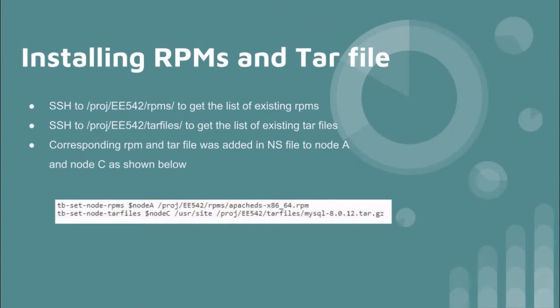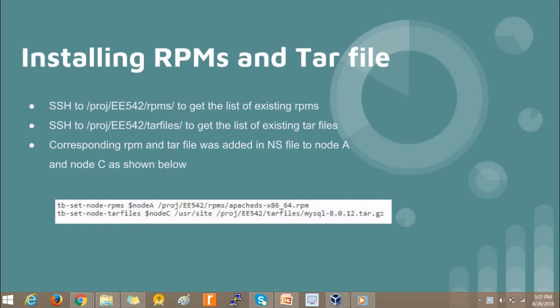The basic difference between these two is that the tar file has source code that gets installed, but the RPM does not carry any source code. It directly has a binary file that is installed, so programs can be run ready. So we go to the following path, that is the proj W542 RPMs and tar files, to get to know the existing RPMs and tar files.